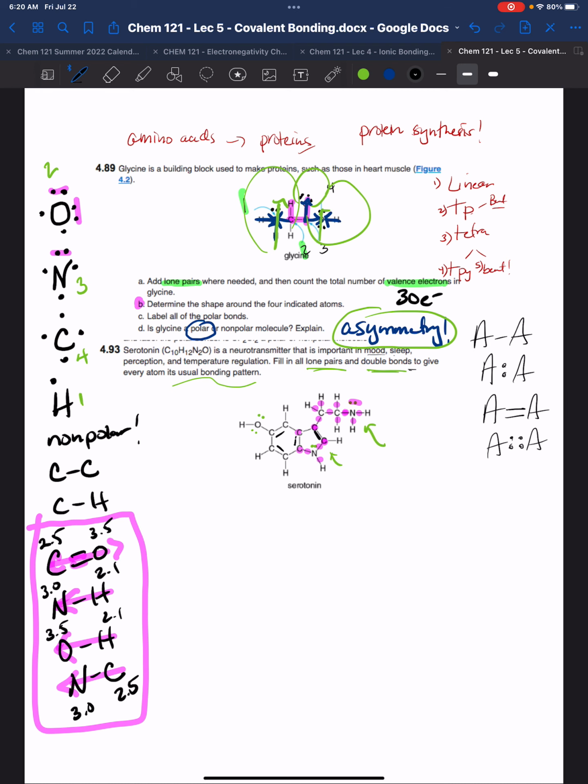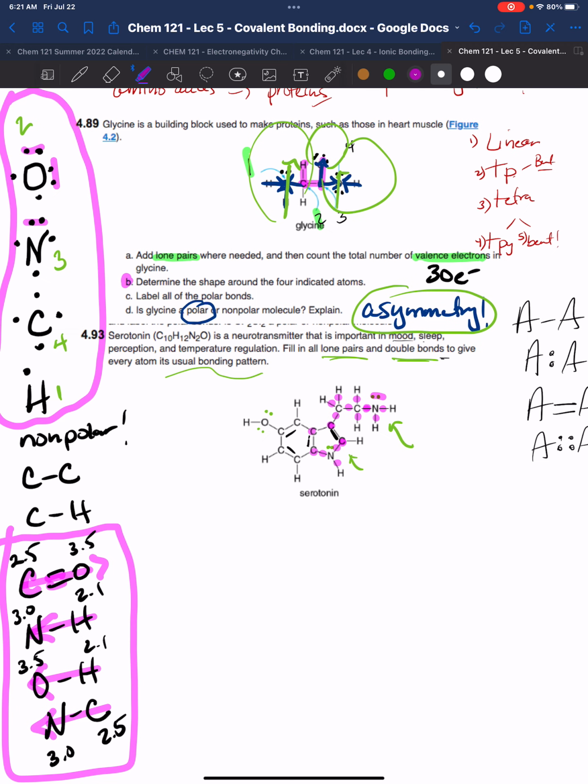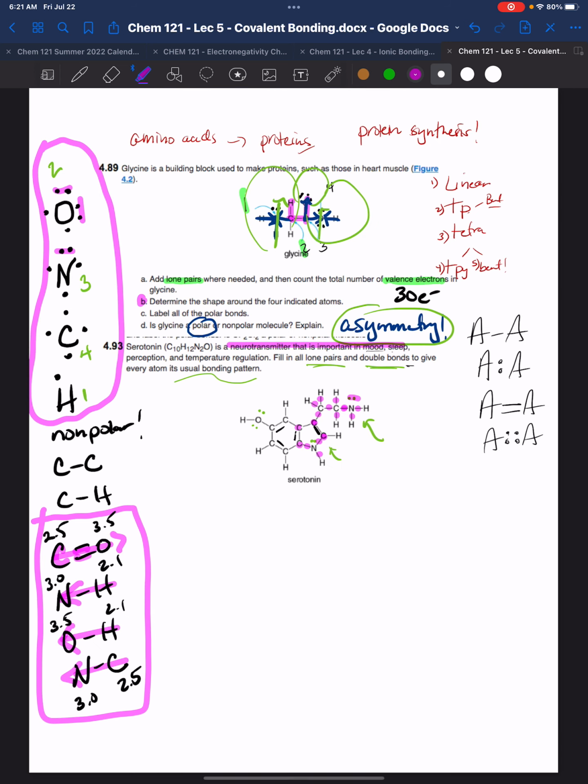So I know this is a push, but we're going back to the things that we know about these common atoms, nitrogen, oxygen, carbon, and hydrogen, and playing with this and looking at serotonin. It's a neurotransmitter. It's kind of cool to think about your serotonin. Are you sleeping well? Is your temperature being regulated well, et cetera.